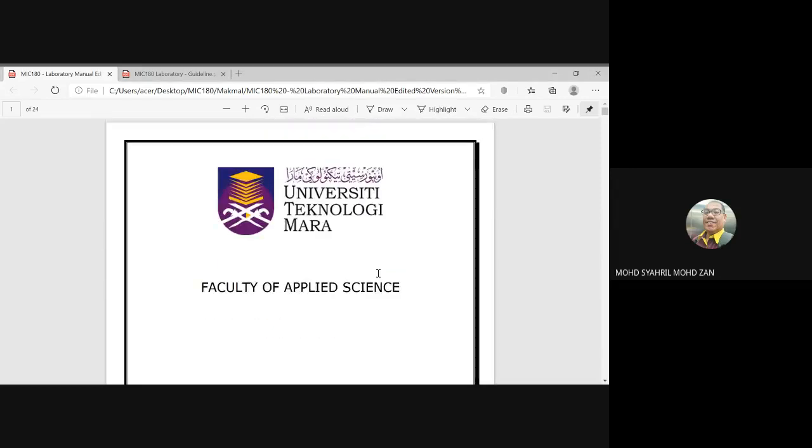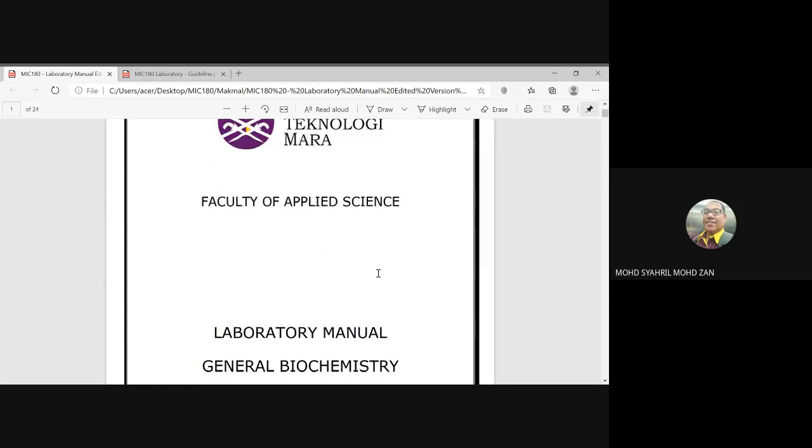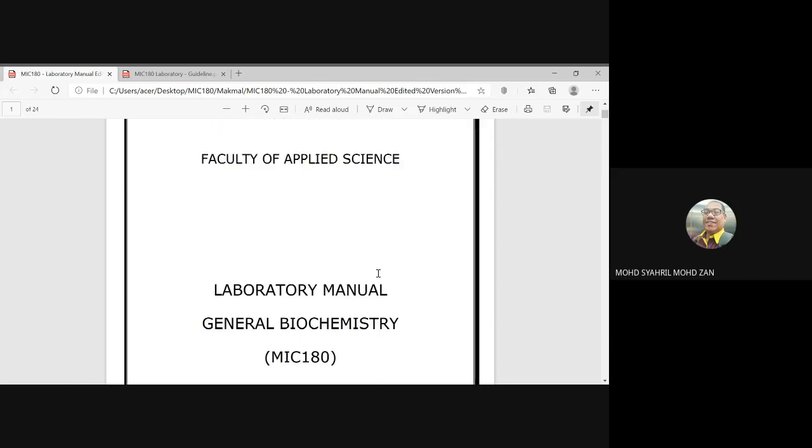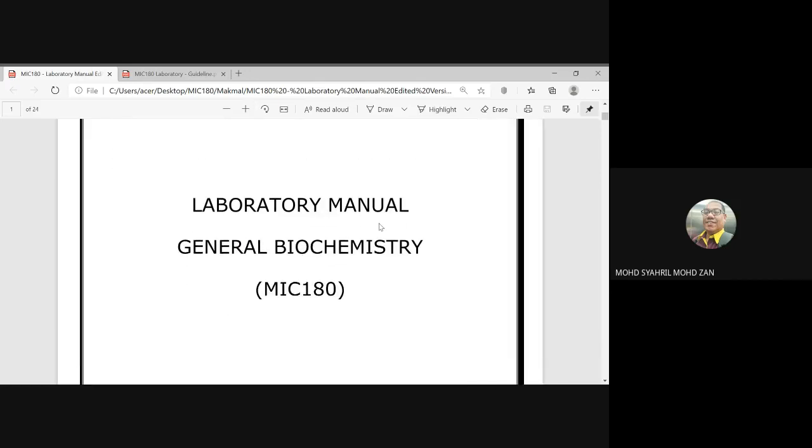Alright, Assalamualaikum. Okay, so today you will do the ODL laboratory experiment. Make sure you have the laboratory manual, the latest edited version. Please take it out and we will look at it. Okay, this is the front page of the laboratory manual, General Biochemistry MIC 180.